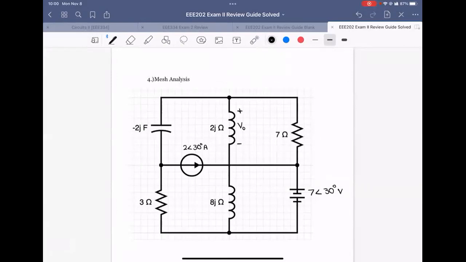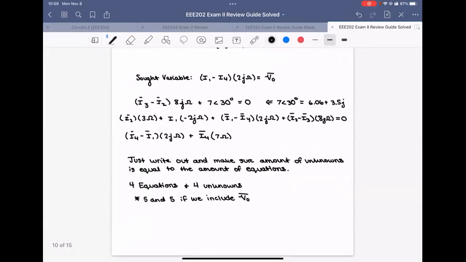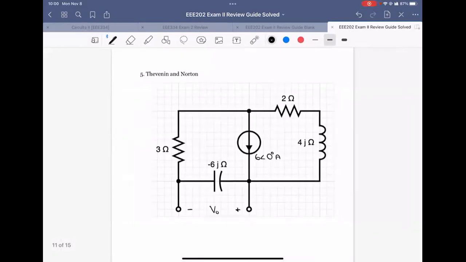The next one I had is just mesh analysis. That's pretty simple and straightforward. It's exactly what you did on the first exam, but now you're doing it with phasors. Just write out the equations and make sure you have as many equations as you do unknowns. Here you'll have 4 equations, 4 unknowns, 5 if you include your source variable. Then Thevenin and Norton: those two are exactly like what you did on the first exam, but now with phasors added in.